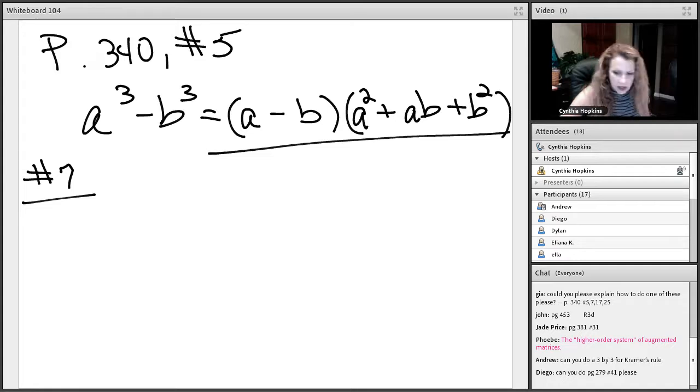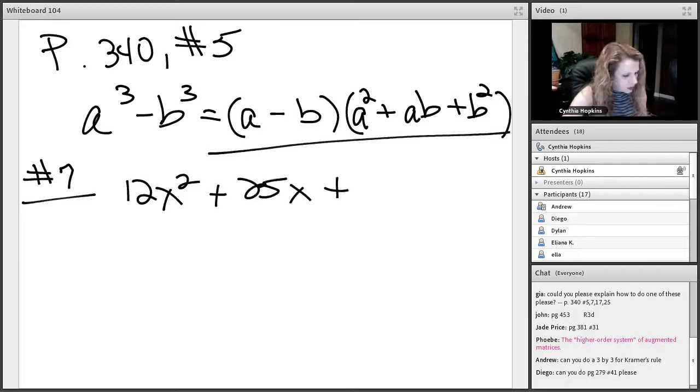It says 12x squared plus 25x plus 12. All right, so first I'm going to do what's called the discriminant test, because I don't want to try to factor this if it's prime. So I'm going to go 25 squared minus 4 times 12 times 12. I'm doing b squared minus 4ac. When I do that, I get positive 49. Because that is a positive perfect square, that tells me that this is factorable.